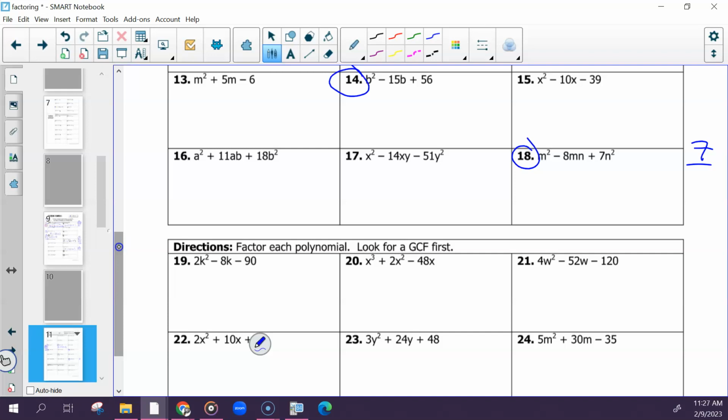One and 7 is prime. So remember, if these two are close, one and whatever the number is given is probably going to be your factors. They both have to be negative. Because this has two sets of variables, it's going to be m and then n.